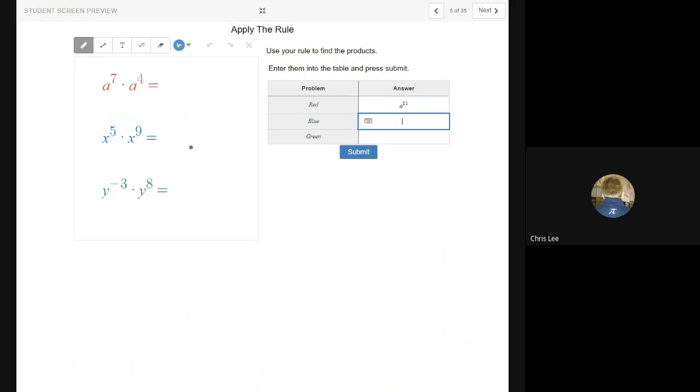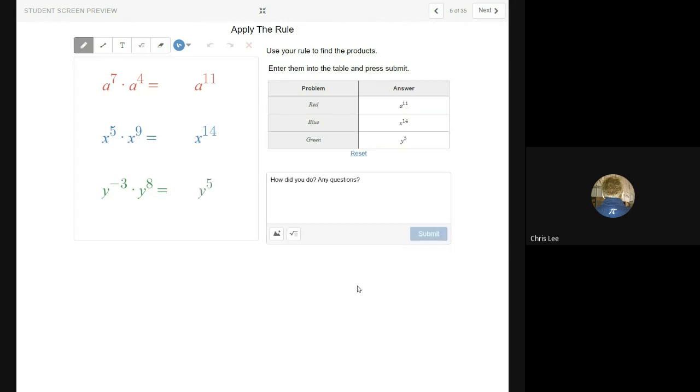What would the blue one be then? x to the power of 14. And try the green one. Doesn't matter if we have a negative. We're still going to add them. So -3, which is down here, adding 8 is 5. So Ashton's telling me it's y to the power of 5. Let's check and see if we're right. There we are.